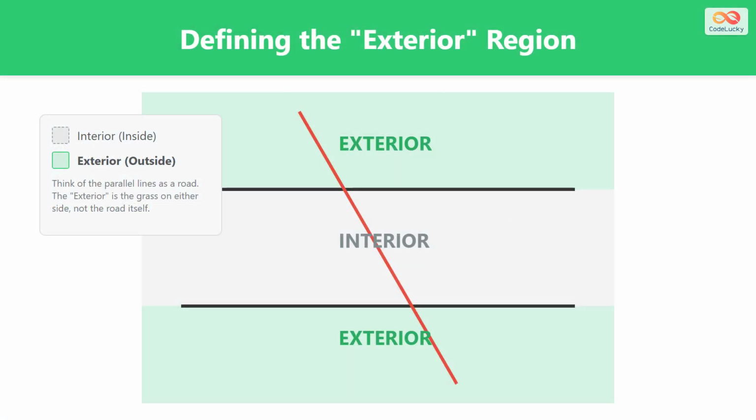To find our specific angles, we first need to identify the regions. The area sandwiched between the parallel lines is the interior. But today, we focus on the exterior. This is the space outside the parallel lines, similar to the grass on the sides of a road, away from the pavement.